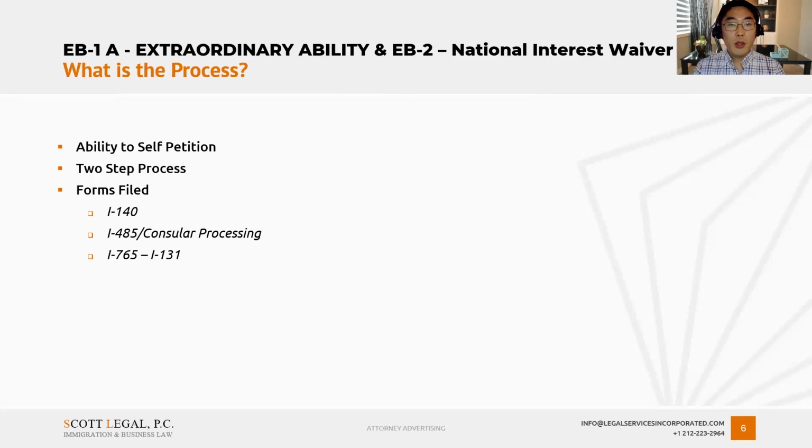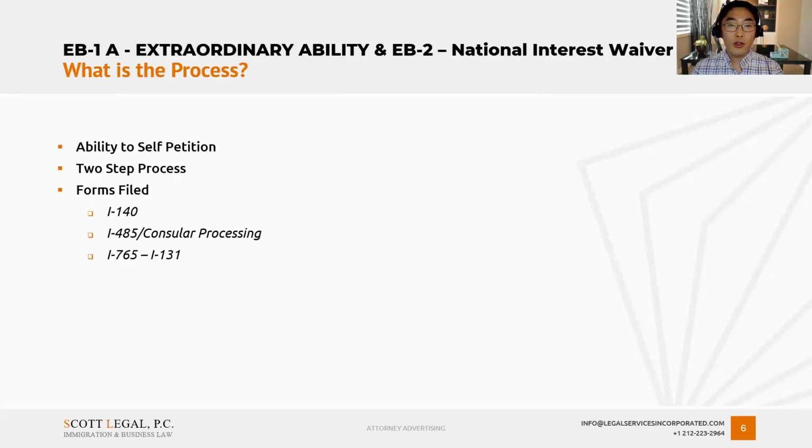So keep in mind that EB1A and NIW are both self-petition cases, meaning that you do not need a U.S. employer to sponsor you. These cases generally involve a two-step process. First, you need to file Form I-140, which is the main petition of EB1A and NIW cases. With this, you will need to explain and prove your qualifications.